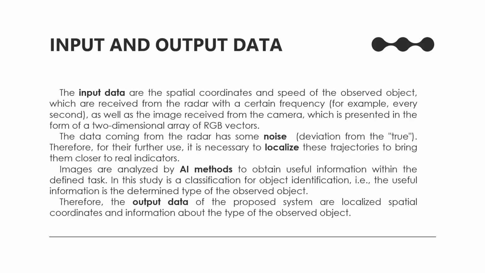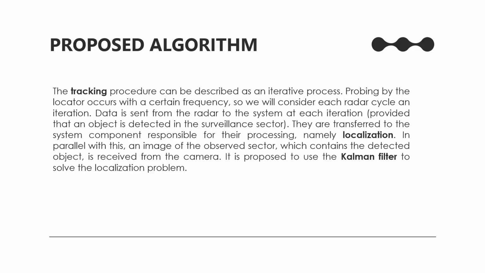Images are analyzed by AI methods to obtain useful information within the defined task. In this study it is classification for object identification. Therefore, the output data of the proposed system are localized spatial coordinates and information about the type of observed object.